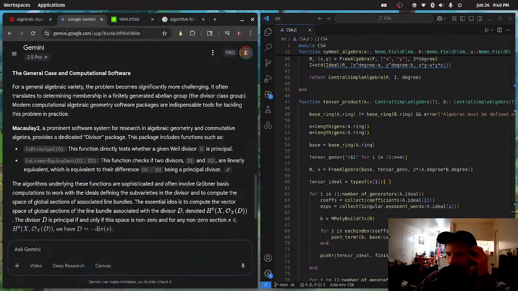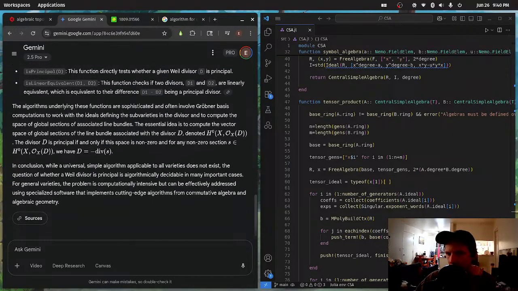In Macaulay2, the prominent software, there is isPrincipal. This function directly tests whether the Weil divisor is principal. It is linearly equivalent to zero. Yeah, this is what I just said. So the algorithms underlying these functions are sophisticated and often involve Gröbner basis computations to work with the ideals defining the subvarieties in the divisor, and to compute the space of global sections of associated line bundles. The essential idea is to compute the vector space of global sections of the line bundle associated with the divisor. The divisor is principal if and only if the space is non-zero, and for any non-zero section, it is the divisor of that section. Oh, okay.